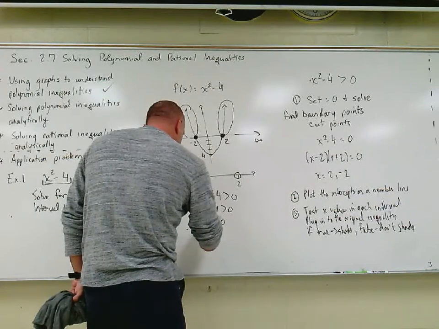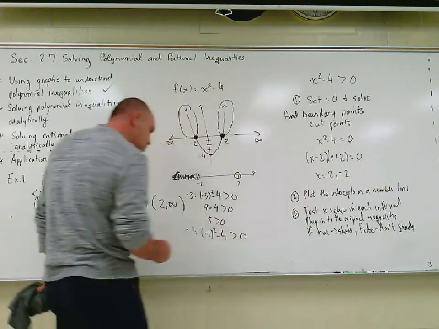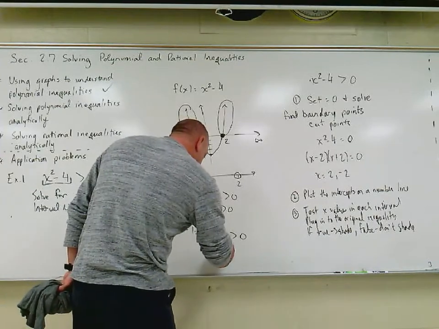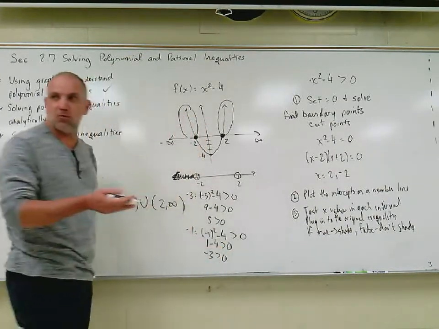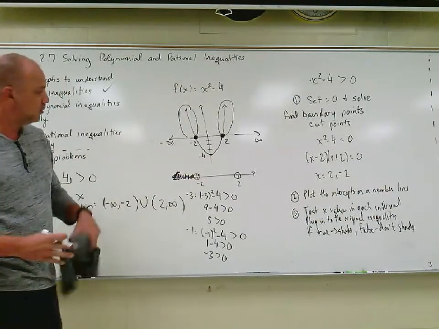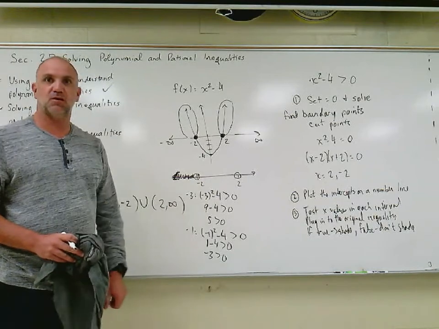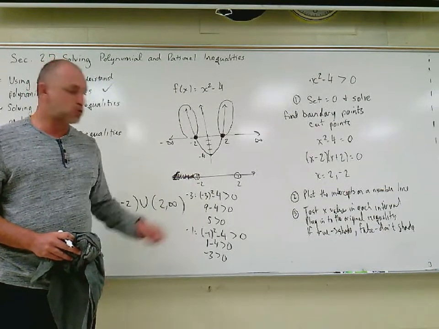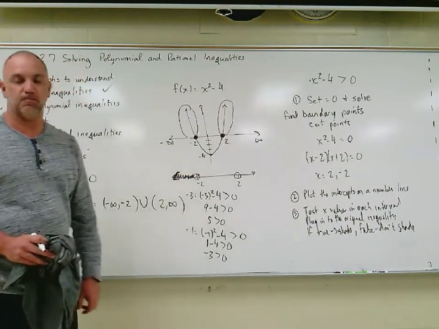So if we try negative 1, is negative 1 squared minus 4 greater than 0? Is 1 minus 4 greater than 0? Is negative 3 greater than 0? As soon as you know the answer, it's false. False means you don't shade. It's not part of the solution set. So you're trying to figure out for what x's this inequality is greater than 0, okay?